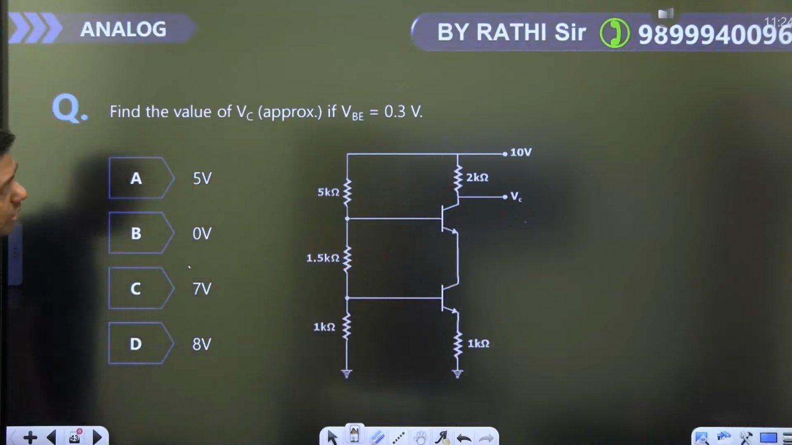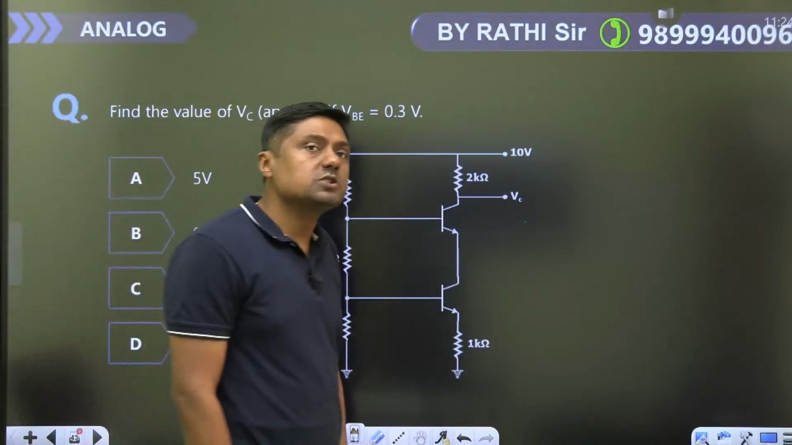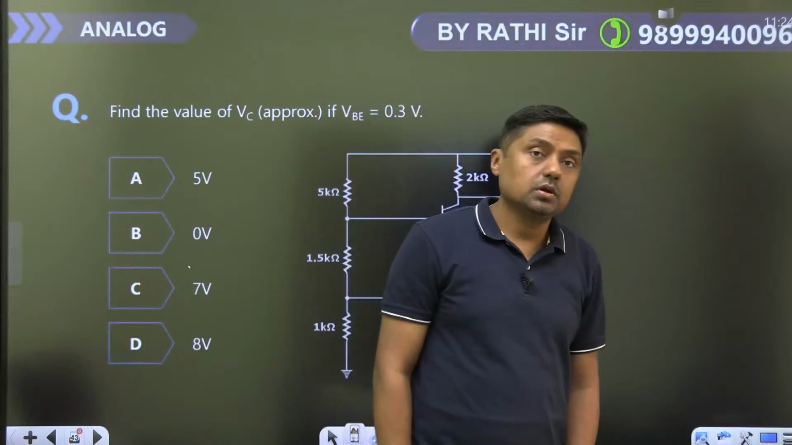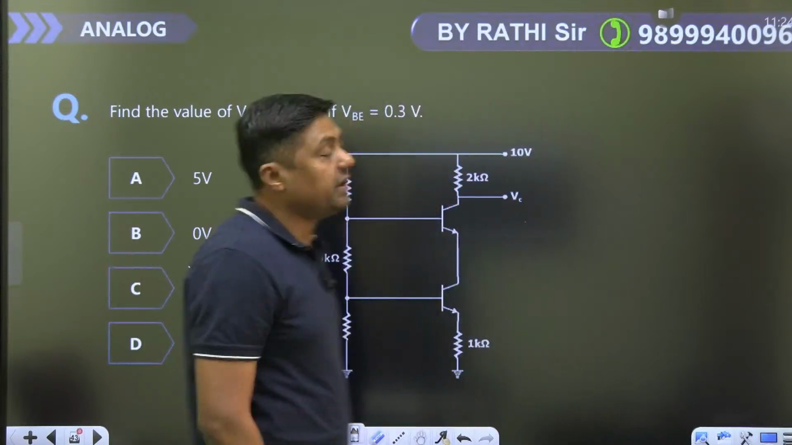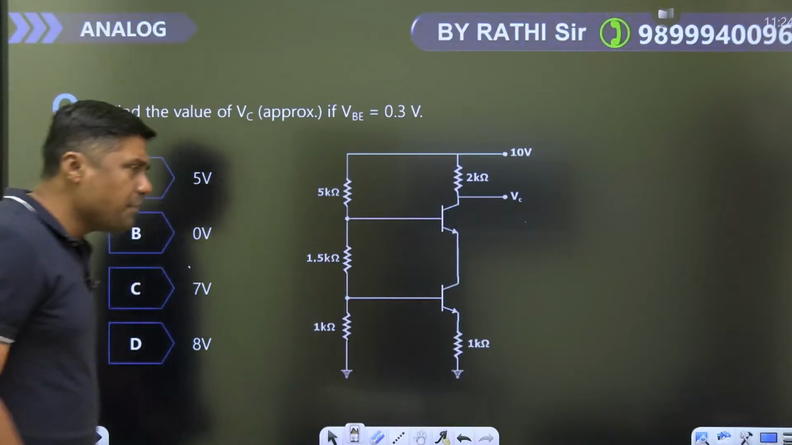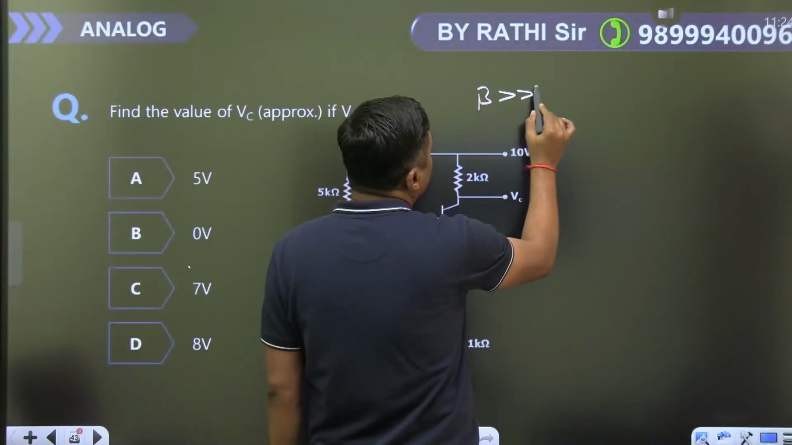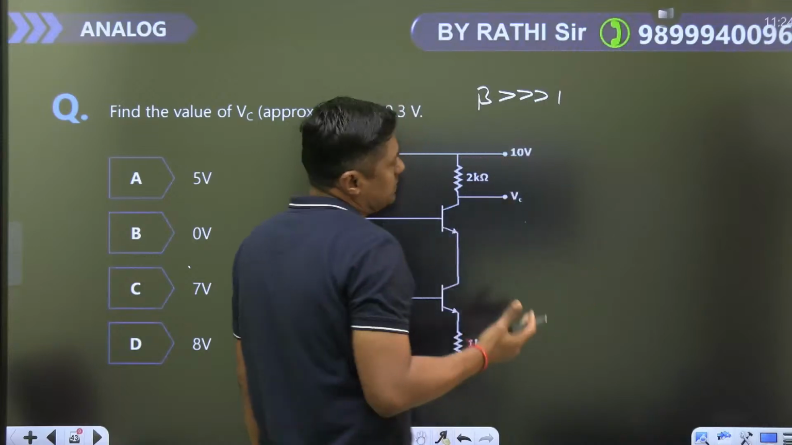Find the value of the VC if VB is 0.3 volt only. VBE is given as 0.3 volt. So this type of potential divider circuit, guys. Beta is given in the question? No. If the beta is not given in the question, what is the value of the beta? Very, very, very greater than 1. Very large.